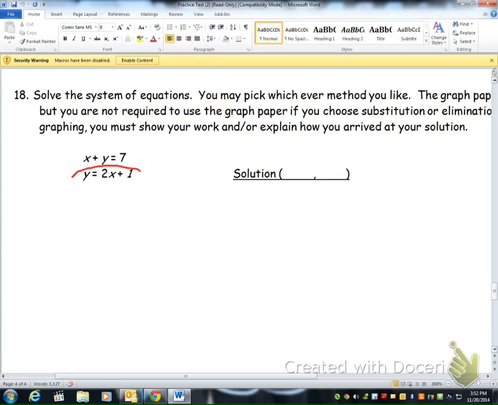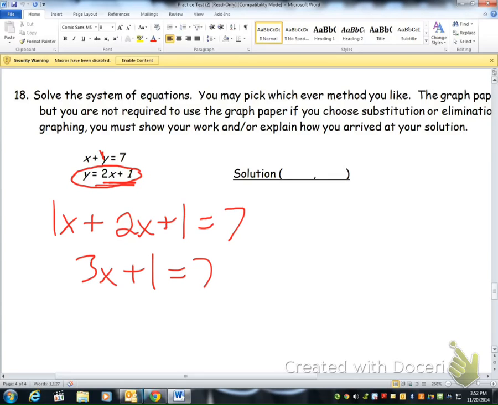So I would take what y equals, which is 2x plus 1, and replace y in the other equation with that. So that gives me x plus 2x plus 1 equals 7. Again, I could put parentheses around that 2x plus 1, but since I'm not multiplying, I'm adding it, and because it's adding, not subtracting, I can go ahead and leave them off. So I get 1x plus 2x, which gives me 3x plus 1 equals 7. If I subtract 1 on each side, I get 3x equals 6. And then divide by 3 on each side, and I get x equals 2.